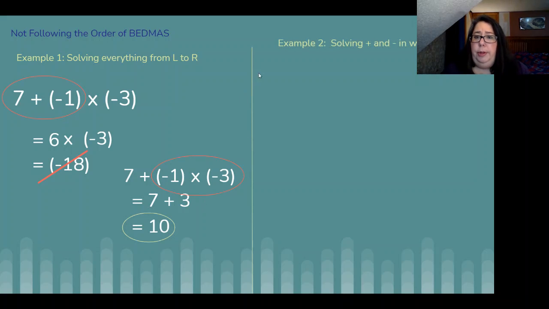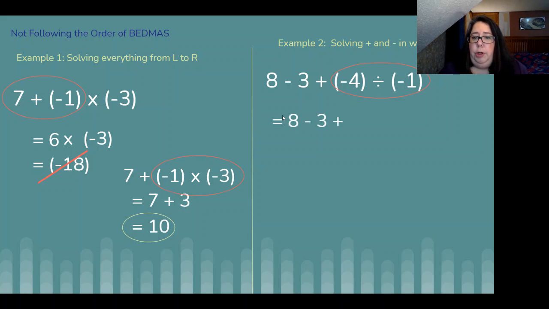For the next example, often we see students solving adding and subtracting in word order, but not in the order left to right, if it's in the same problem. So that's what we're going to look at for this example. Here you have addition and subtraction, and division does come first, so that's what I would see students do. And recording 8 take away 3 plus 4, because -4 divided by -1 is 4. And here is where we would see the students make a mistake. A does come before S in the word BEDMAS, but you do have to solve them in order from left to right if you have both.